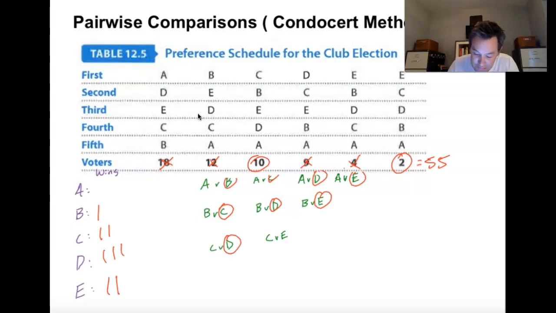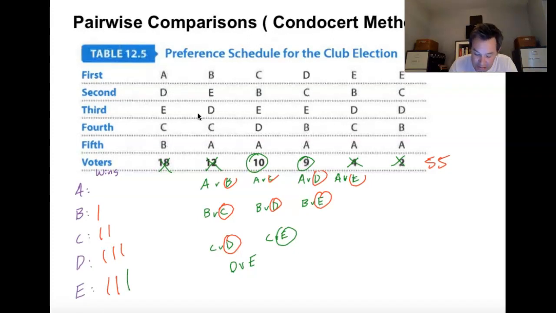And last, oh, you know what? Sorry, we did miss one. This is not the last, this is the second last. We also have C versus E. C does not win the first, does not win the second, does win the third, does win the fourth, and does not win the fifth or sixth. So C only gets 19 votes, so that's a win for E.